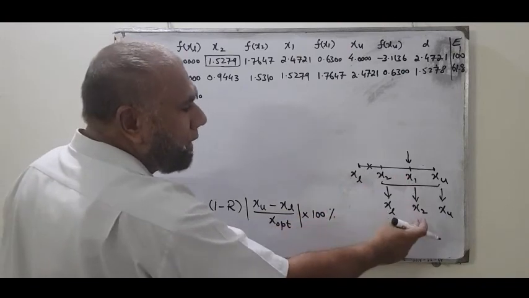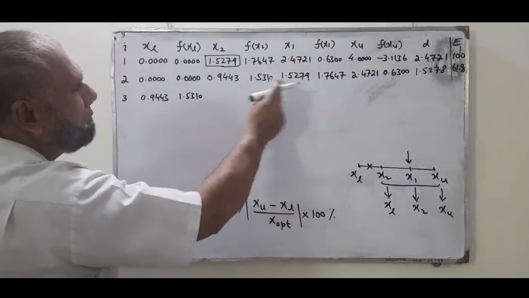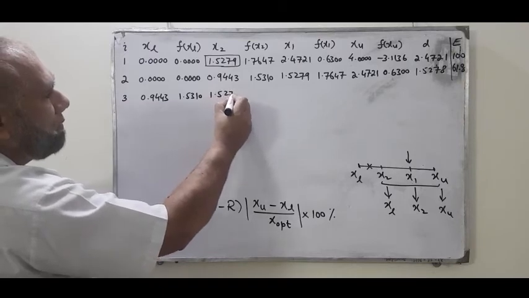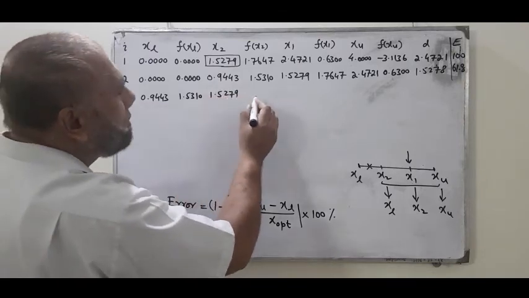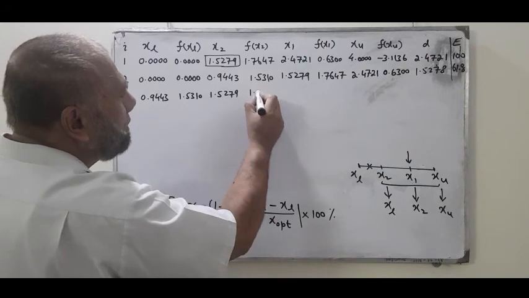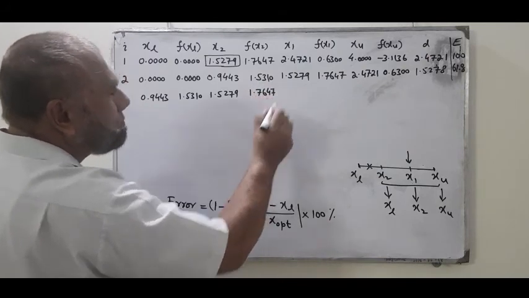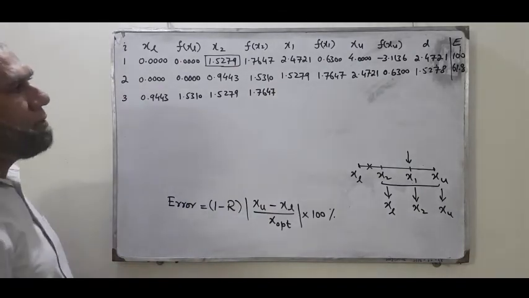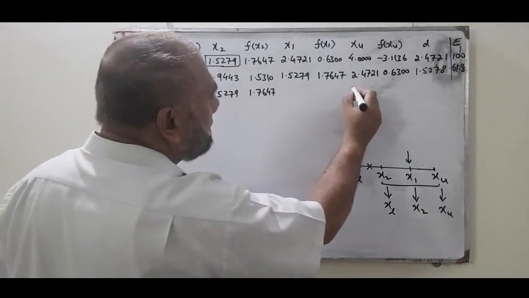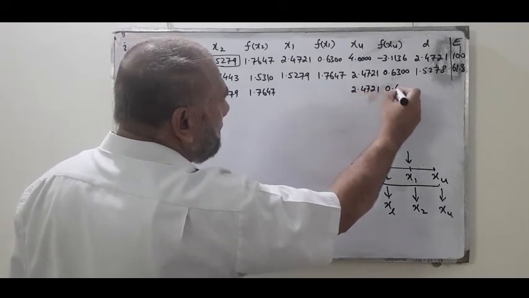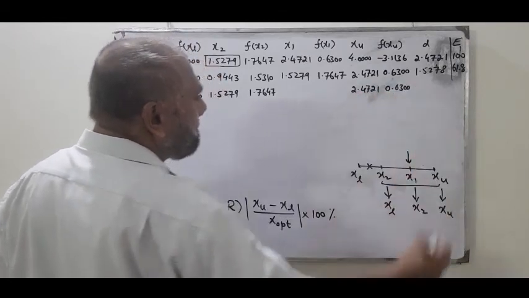x1 changes to x2. So x1's value, this one, will go under x2. So 1.5279, and the corresponding value is 1.7647. And xu doesn't change. So it is remaining as it is, 2.4721, and the corresponding value is 0.6300.